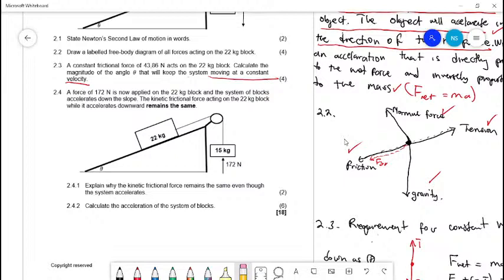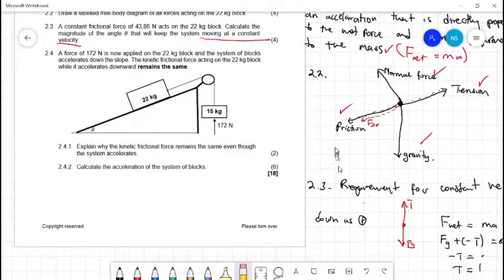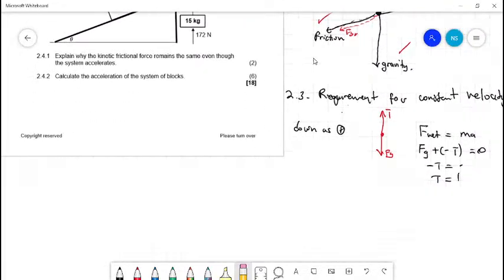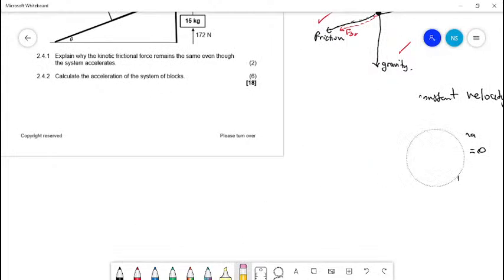Why does the kinetic frictional force remain the same? Why does it remain the same even though this thing accelerates, for 2 marks, right? So the reason that we can give here, guys, is very simple. The kinetic frictional force, which is the Fk, is calculated using this.